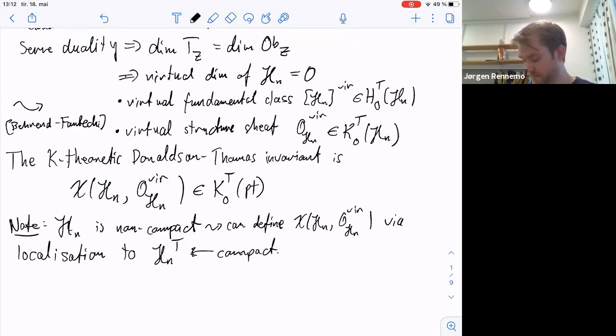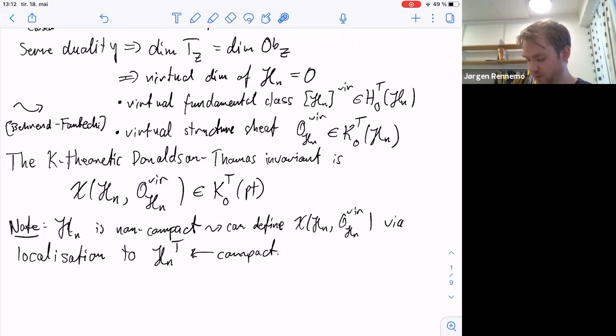So for the purpose of this talk, it's not important exactly what localization is. It's just some procedure which allows you, given a T-equivariant K-theory class on HN, to turn the crank of localization and output some element in a variant of this, some localization of the T-equivariant K-theory of a point.